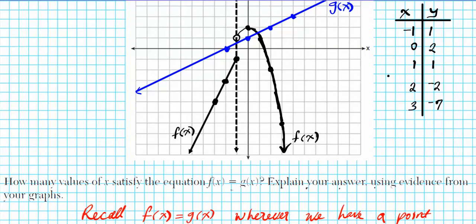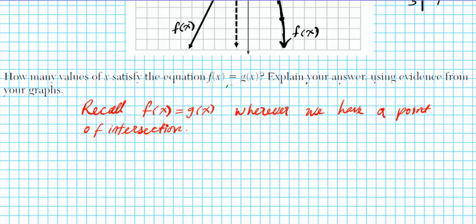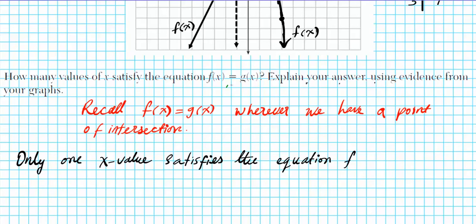So we have only one point of intersection right here. Since you have only one intersection, guess what? Only one x value satisfies this equation, f of x equals g of x. So let's write down the answer. Only one x value satisfies the equation f of x equals g of x.